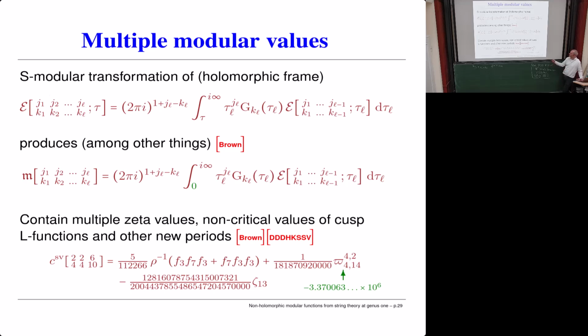Well, first of all, these are just these holomorphic iterated integrals now, where the kernel is just tau to the j times G_k. This is the multiple modular value. If you work that out, you will get new periods appearing. So here we've called this one varpi 4,2, 4,14 for reasons which are not fully transparent, but we decided was a good labeling scheme. This is a new number that is independent of any of the multiple zeta values as far as we can tell. And this is something that only appears if you don't enforce the relations of the derivation algebra.